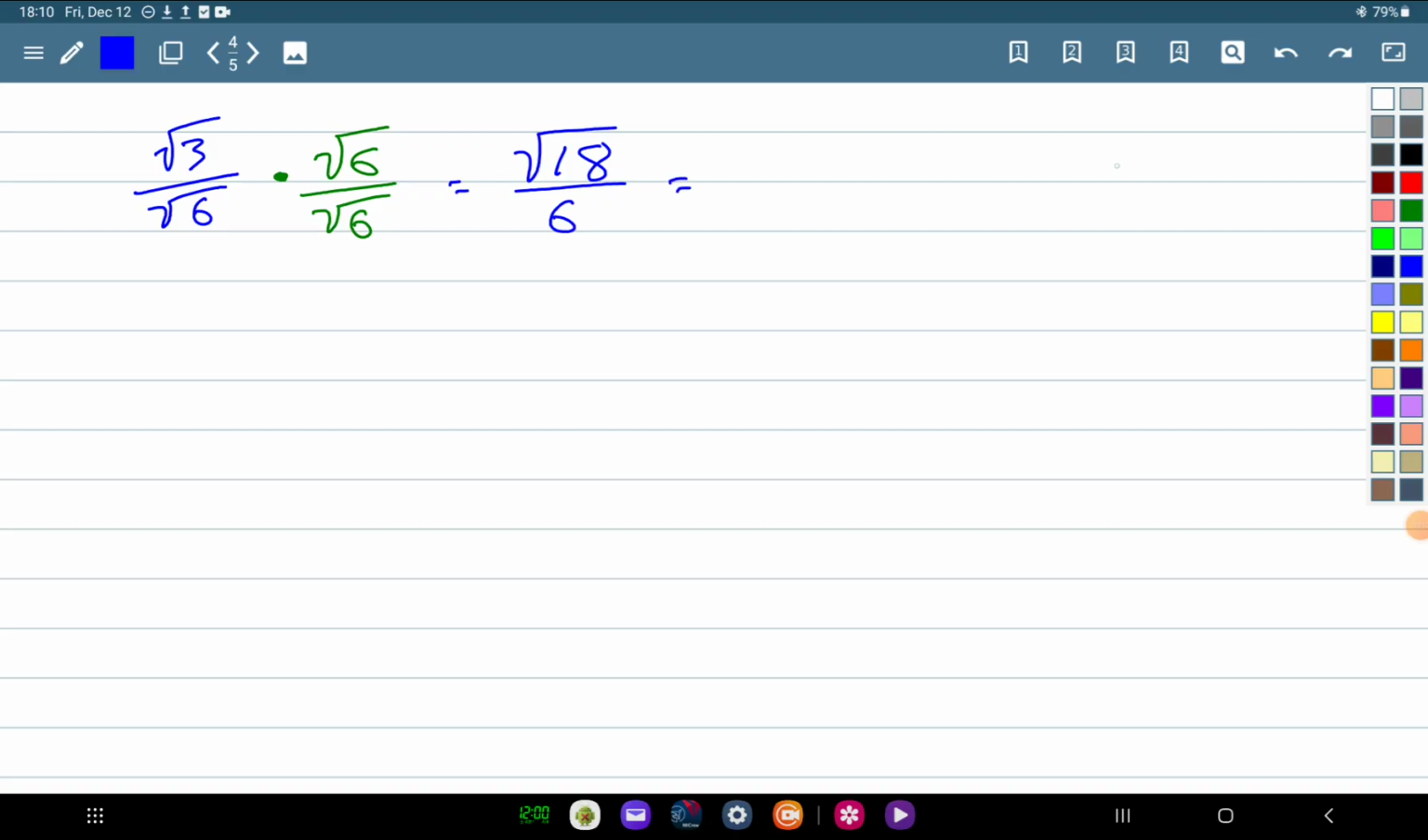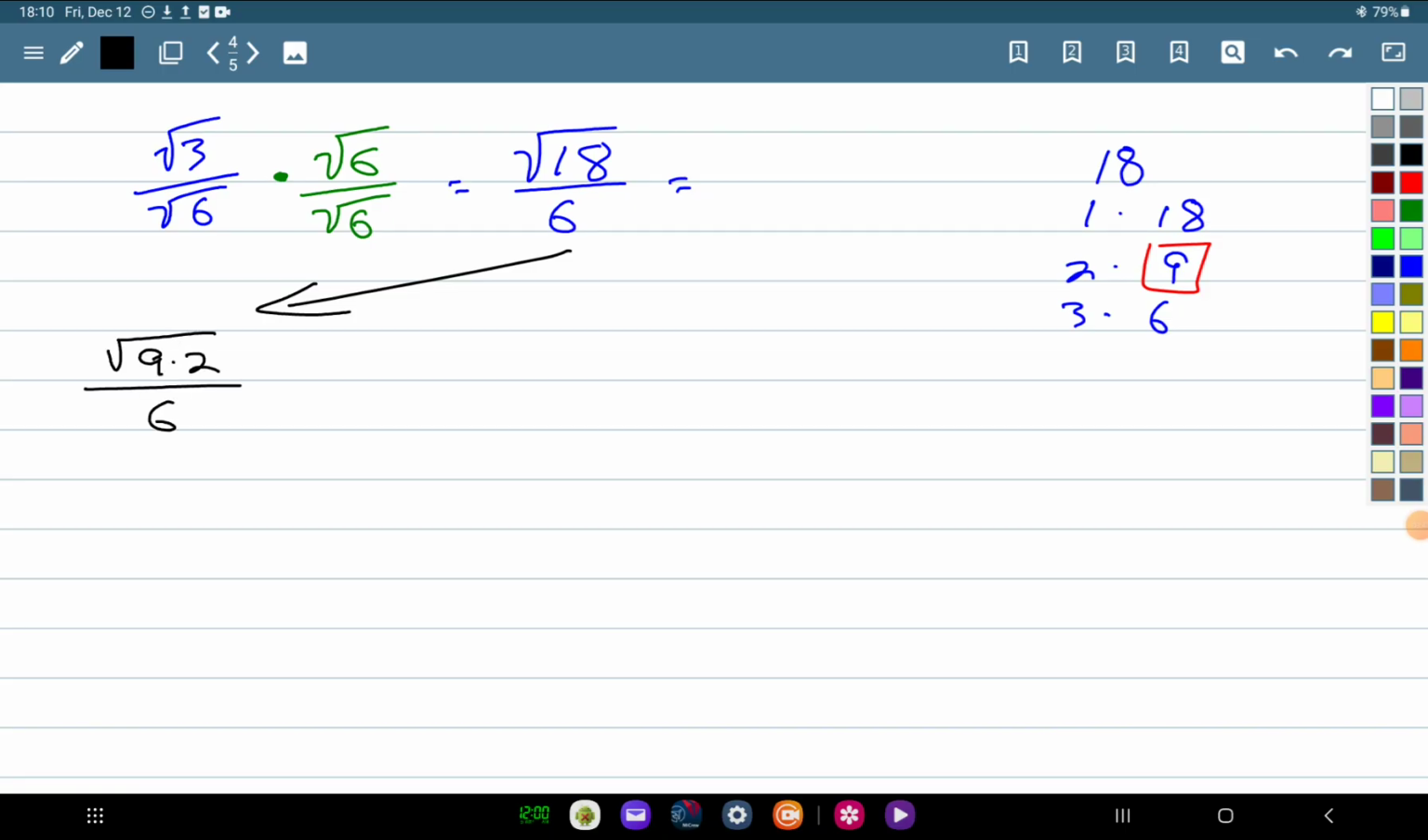What we want to do is find the factors of 18. Okay, if you're not sure what they are, we just go over them. We got 1 times 18, 2 times 9, 3 times 6, and that's all the whole number factors. And we're looking for the one that's a perfect square, and that's 9. So we're going to use 9 times 2. So just shifting down, we're going to have the square root of 9 times 2 over 6.